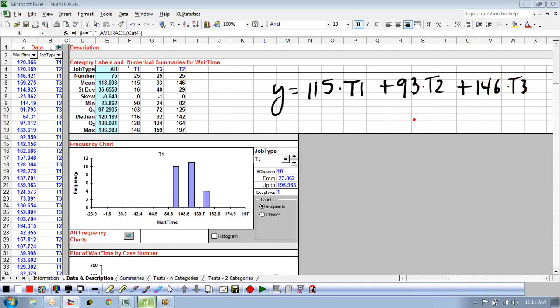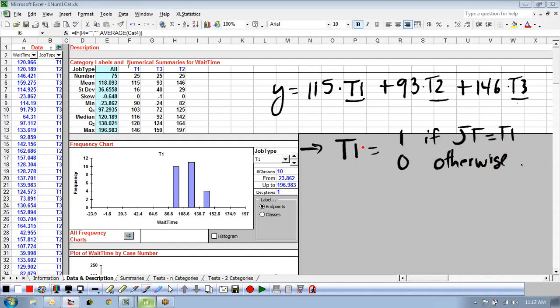Now, watch what I'm going to do. I'm going to form switches out of T1, T2, and T3 such that whenever I submit a job type T1, T1 equals 1, T2 equals 0, and T3 equals 0. So I'll formulate three variables, T1, T2, T3. I'll call them indicator variables, and my definition is T1 equals 1 if job type equals T1, 0 otherwise.